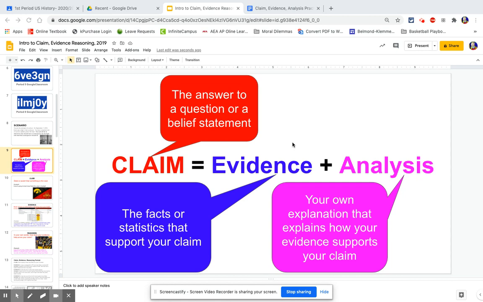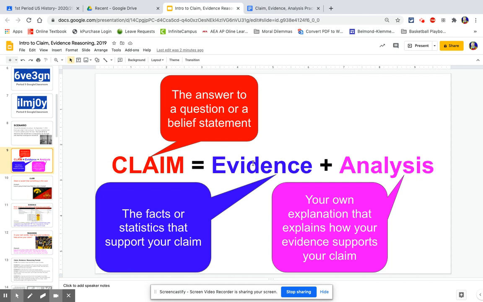All right. So for now, today, you all are going to practice a writing technique called claim, evidence, and analysis. Essentially it is like a math equation where your claim, which is the answer to a question or a belief statement you have, is equal to your evidence plus your analysis. All right, so it's a math equation. You need evidence plus analysis to equal a really solid claim.